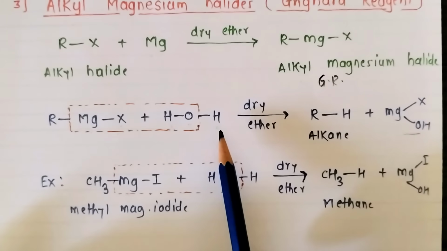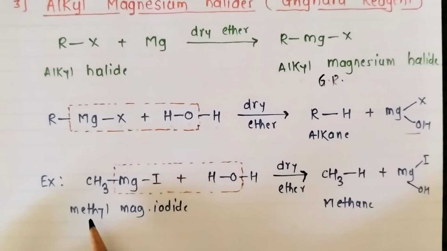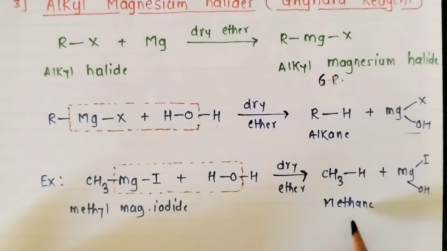Now we understand this reaction with the help of an example. The example is methyl magnesium iodide, a Grignard reagent. Methyl magnesium iodide reacts with water in the presence of dry ether. Magnesium iodide and OH are removed as MgI(OH), and the remaining CH3 and hydrogen are joined together to form methane. Methane means alkane. So this is a method for preparation of alkane from Grignard reagent.